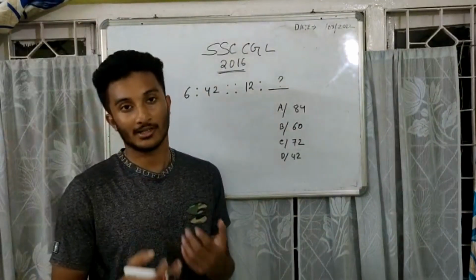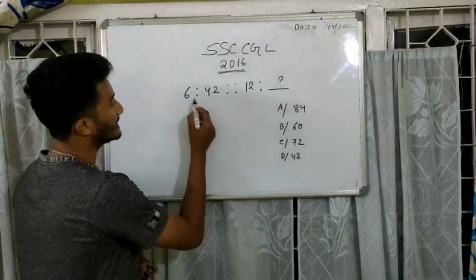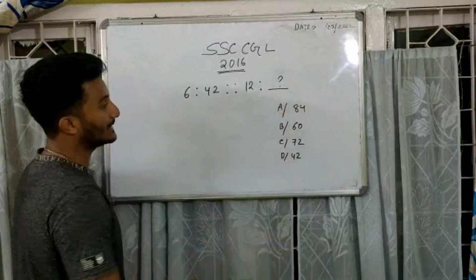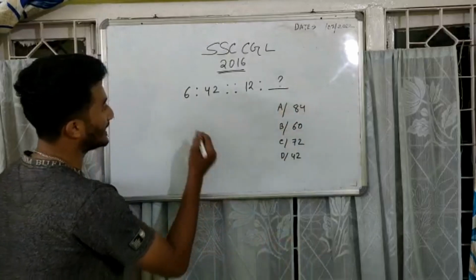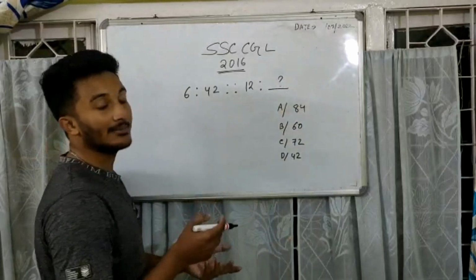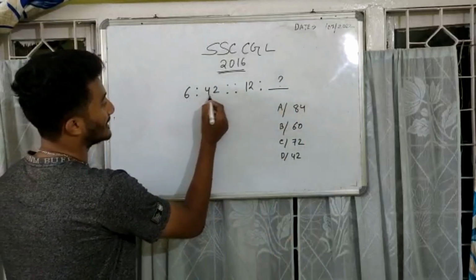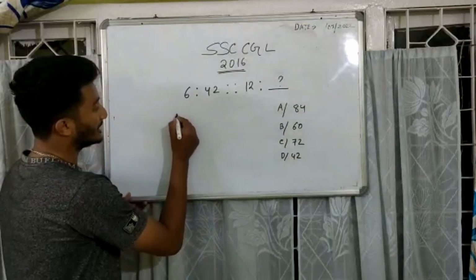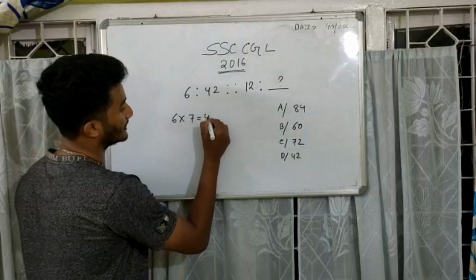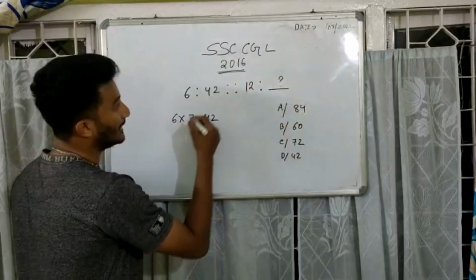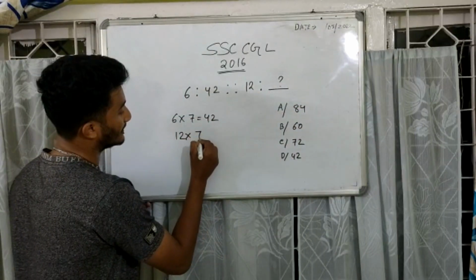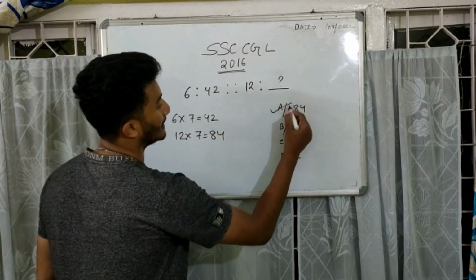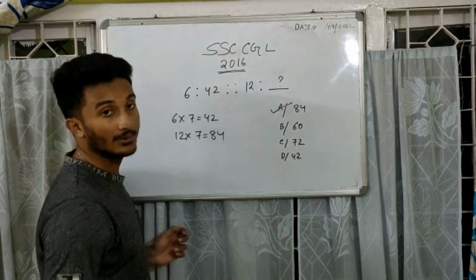So guys, let us deal with another question. The question says 6 is to 42 and 12 is to the missing number. So we have to find out the missing number again. Let us follow the process again, just like the last few times. Here is 6 and 42. It is a very easy problem, I would say, because we know that 6 into 7 is 42. Similarly, use the same concept in the other two numbers as well. 12 into 7 is 84. So in place of the missing number you can write 84.